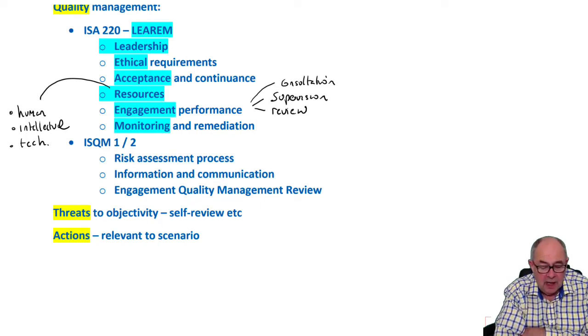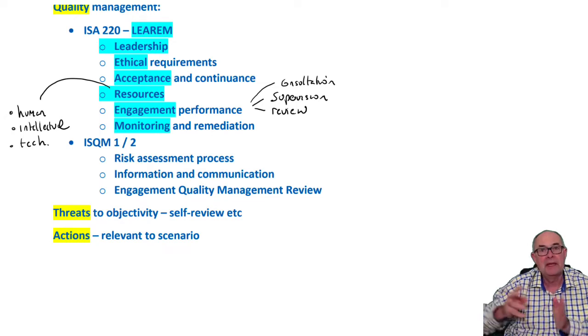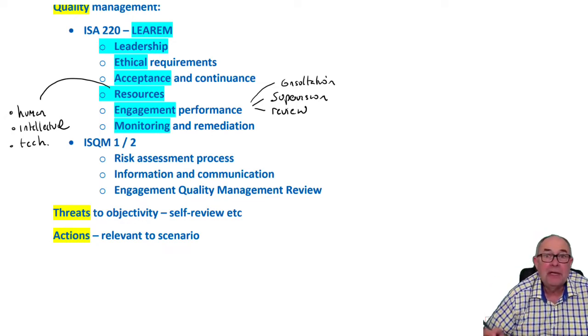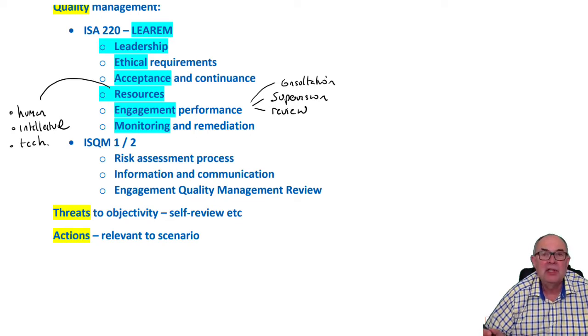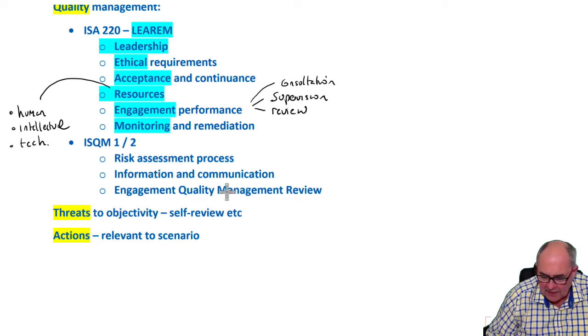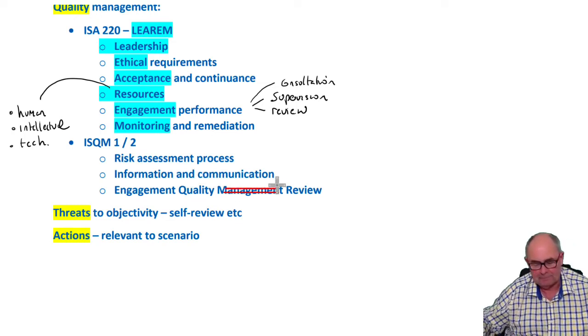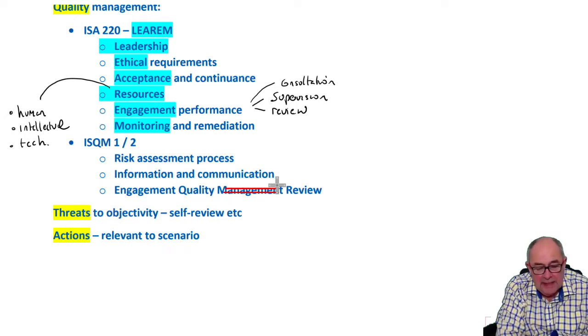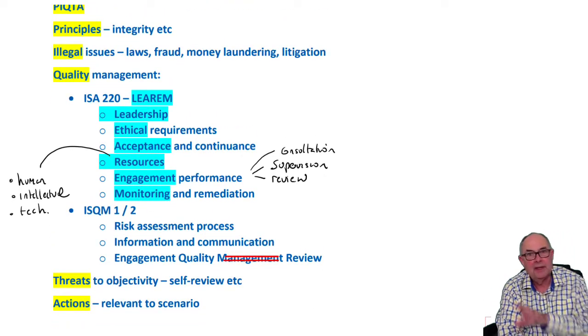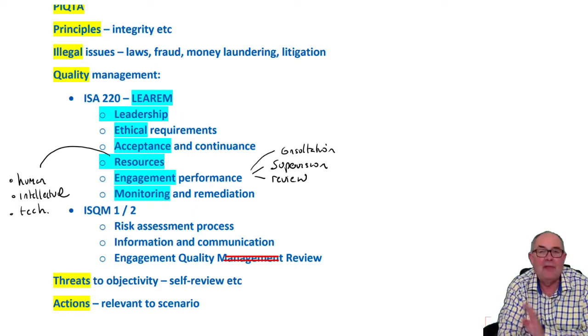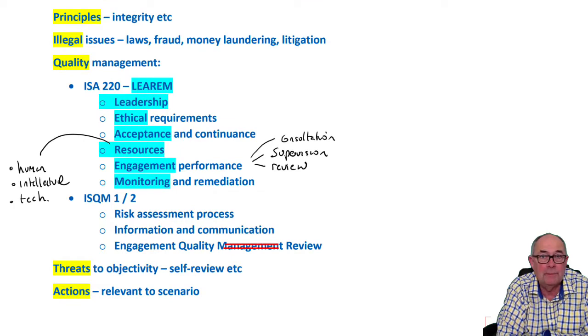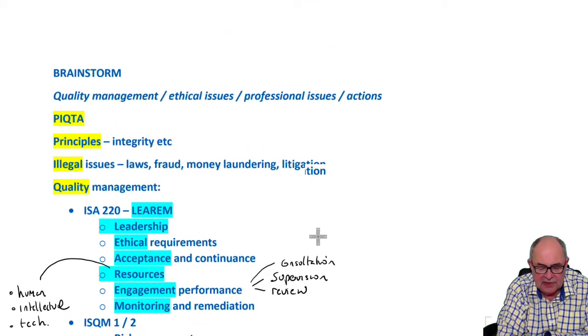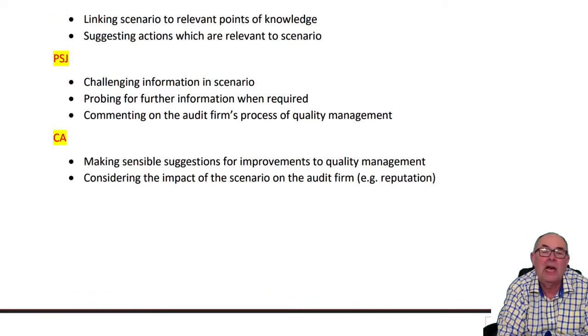And also, ISQM2 deals with the engagement quality or quality management review. That is the thing that is done right at the end of the audit, isn't it? So right at the end of the audit, in a listed company, this review by a second partner. I think most people would call that the engagement quality review, really. So you take a minute thinking about that lot, then you read the scenario, and then life will become straightforward because it will be very easy to link the scenario back to your knowledge and pick up the marks.